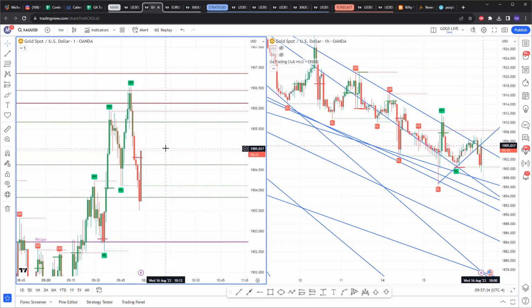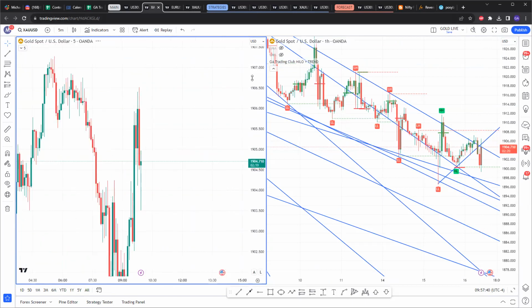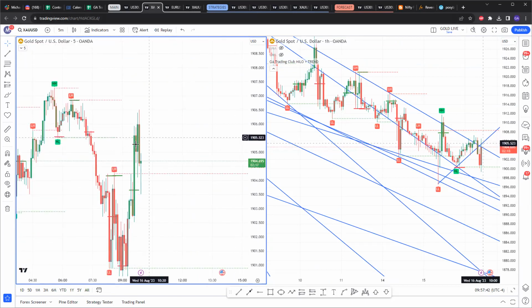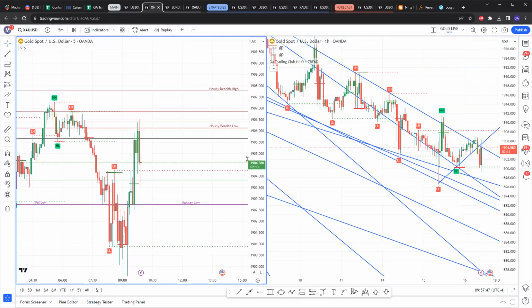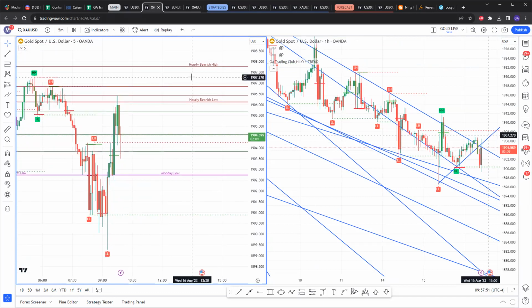Gold, same thing, right? This is the 1-minute entry, but to be safe, since I'm still looking for sells on gold, right there. So I'm looking for the same thing I just showed you guys on the 1-minute. I'm looking for the same thing on the 5-minute. So that will give you that nice confluence.